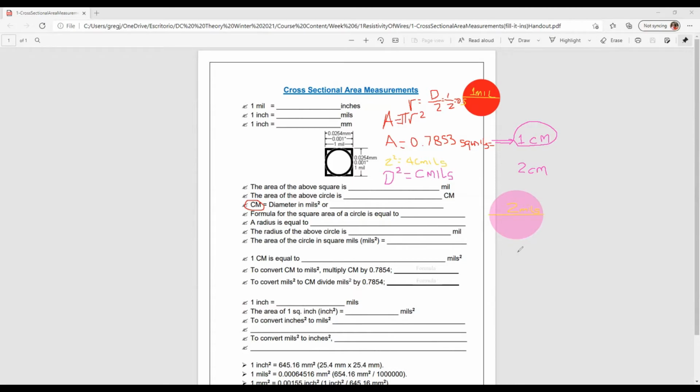So if we have a conductor that has, let's say, 100 mils in diameter, then we can determine the circular mils. That's going to be 100 squared. And I'm going to give you another one in just a minute. So that's 100 squared, which is equal to 10,000 circular mils. Or in other words, you are going to have 10 kcmil.